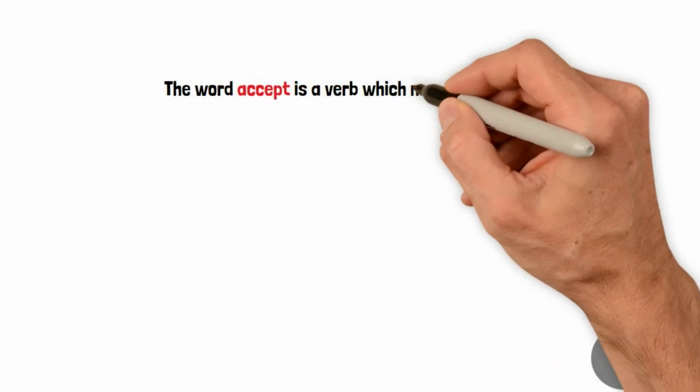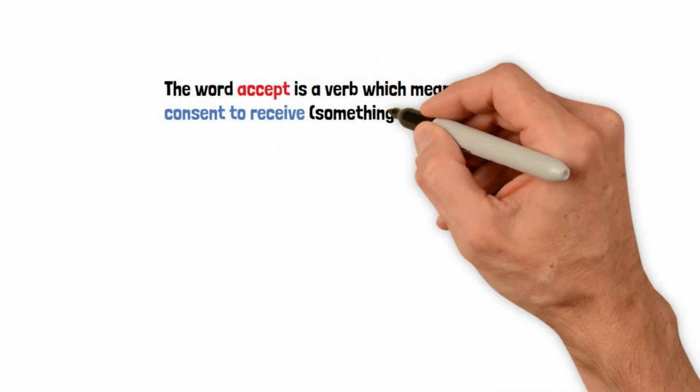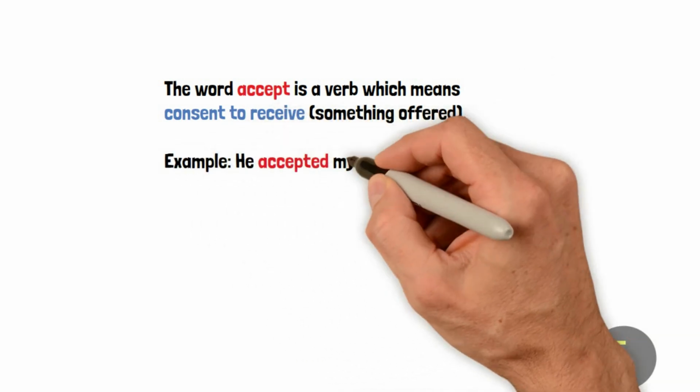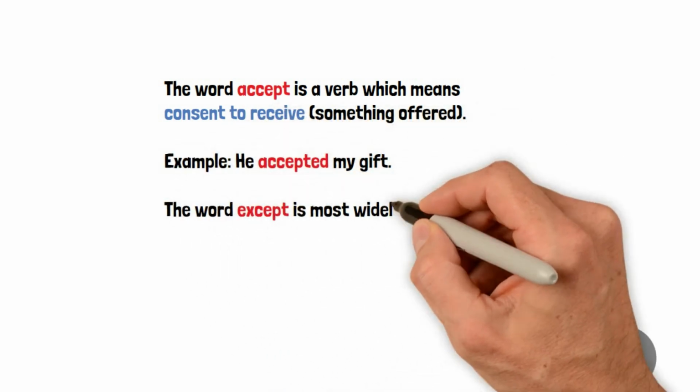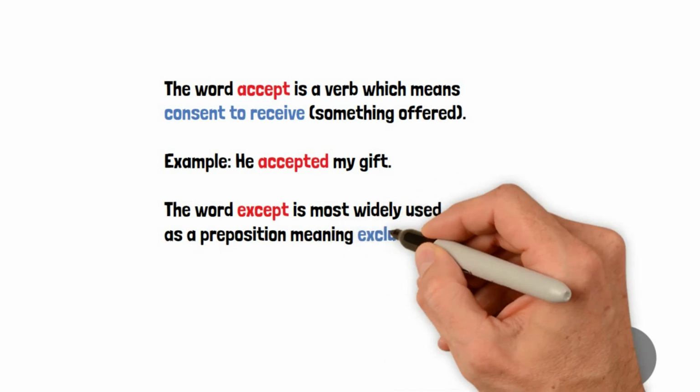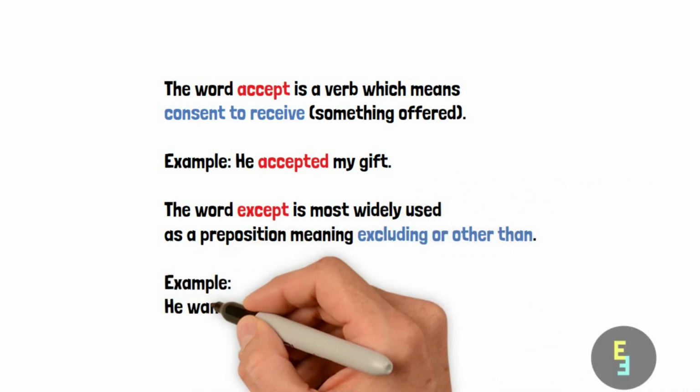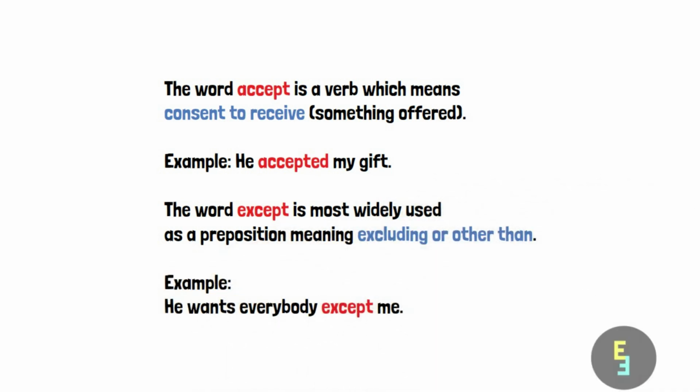Accept is a verb which means a consent to receive or undertake. For example, he accepted my gift. Accept is most widely used as a preposition which means excluding or other than. For example, he wants everybody except me.